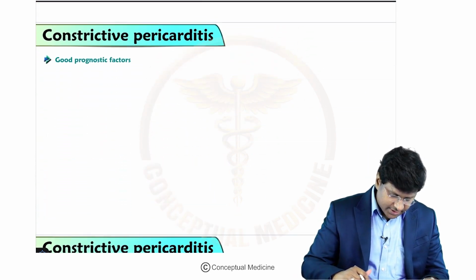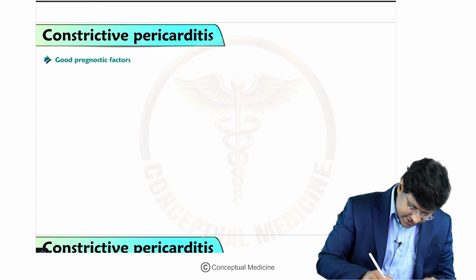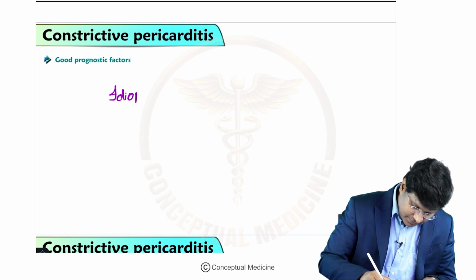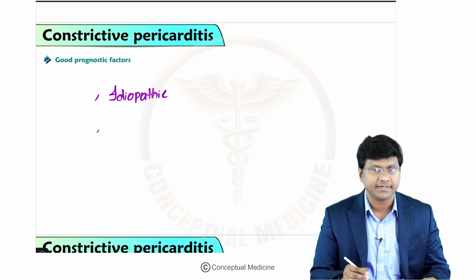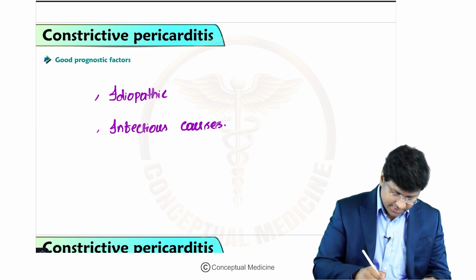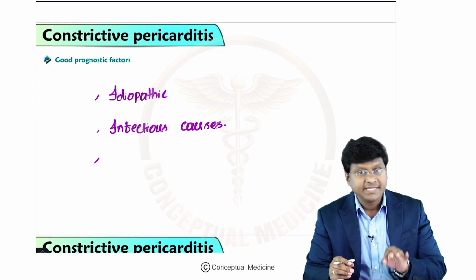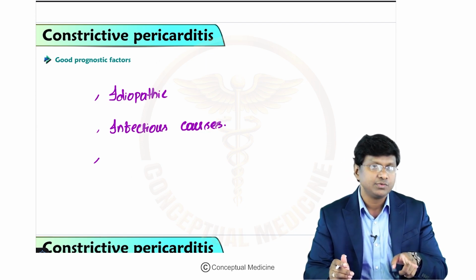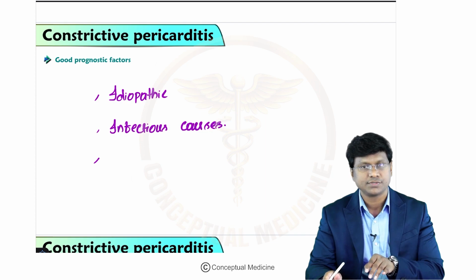Then what about the good prognostic factors? Prognosis is best with idiopathic cases. Another important good prognostic factor is if it is secondary to bacterial or tuberculous infection, because you have the treatment for the bacteria as well as tuberculosis.